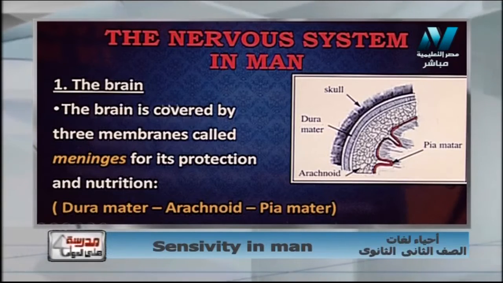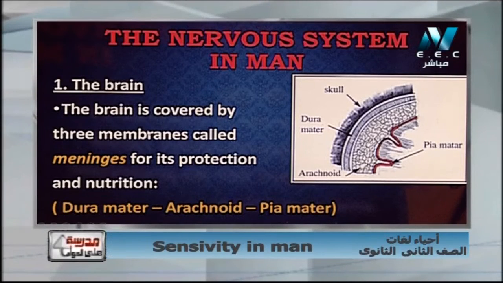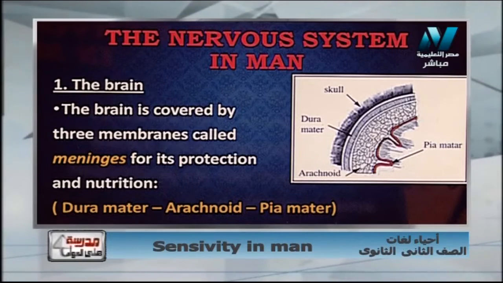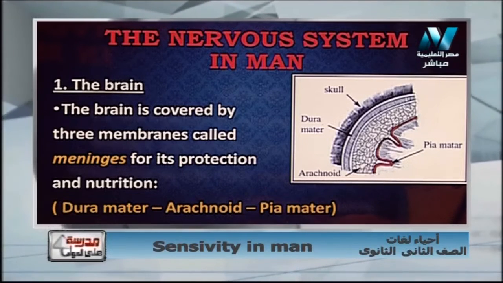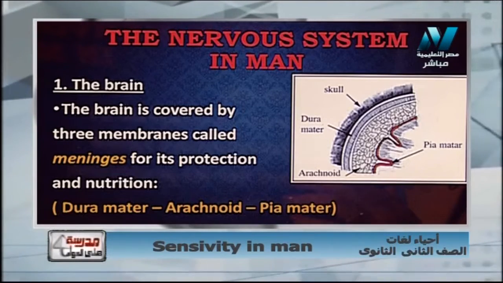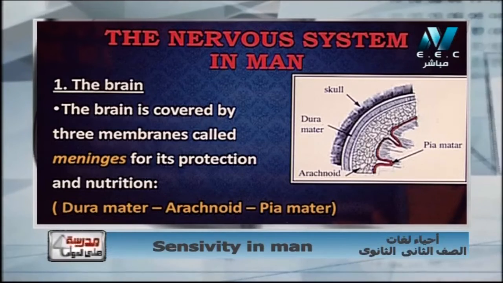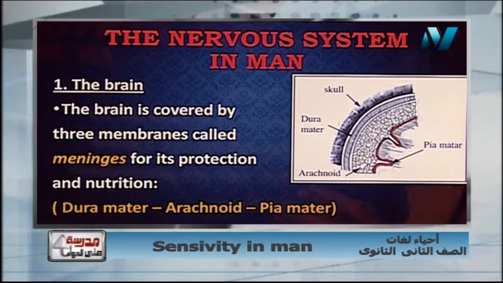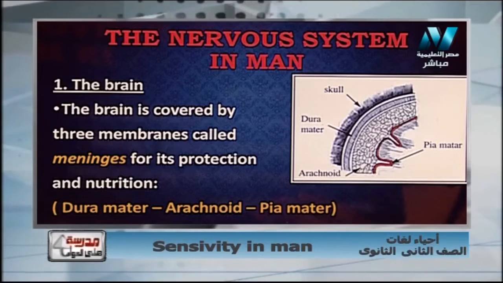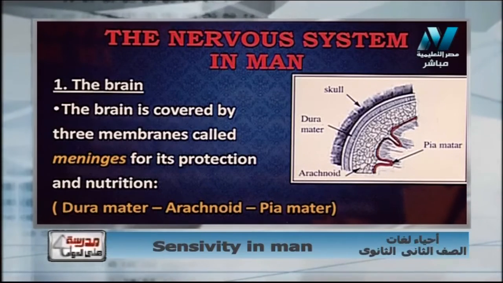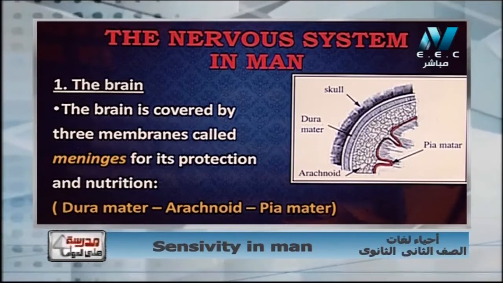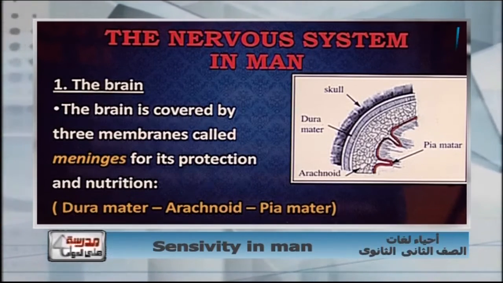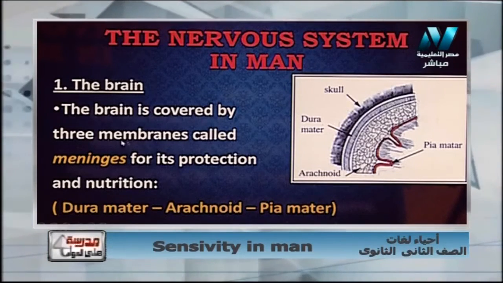And these membranes are called meninges, and they are very important for protecting the brain and preventing the friction between this delicate tissue, which is the brain, and the bony, hard skull. So it protects it from the friction and absorbs the shocks to avoid trauma or any damage to the cells.